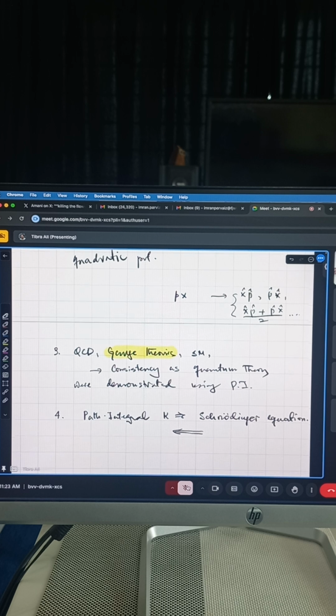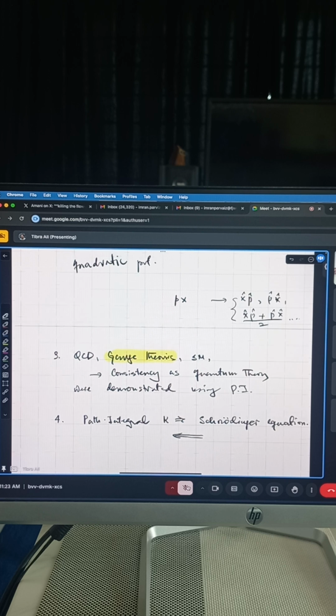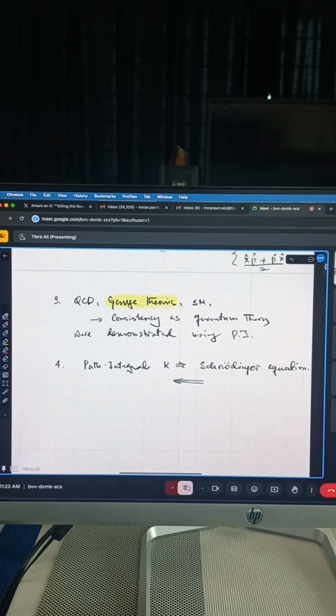All right. So now next I want to discuss the simplest case of the path integral, which is the path integral for a free particle.